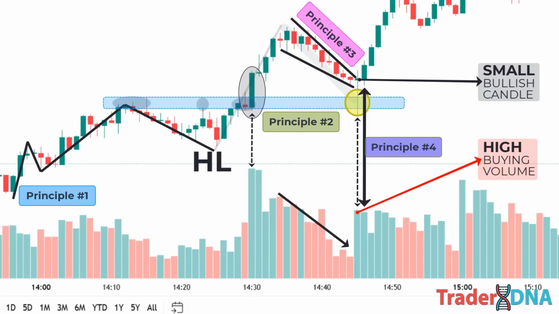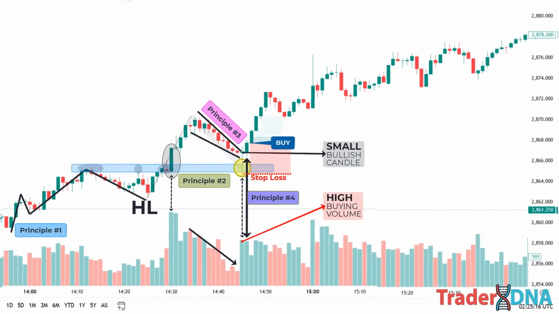Here's the plan. Enter a buy position at the open of the next candle. Set your stop loss just below the support area for protection. And then let the market do its thing. And boom, price takes off exactly as expected.